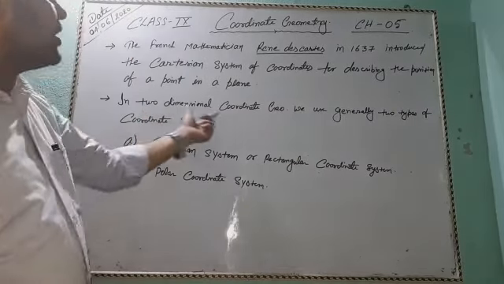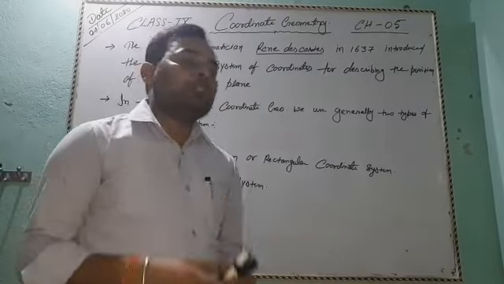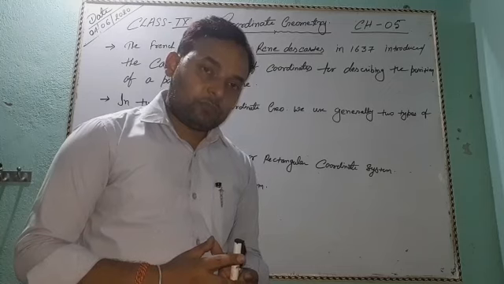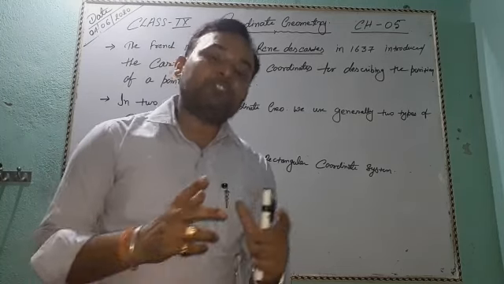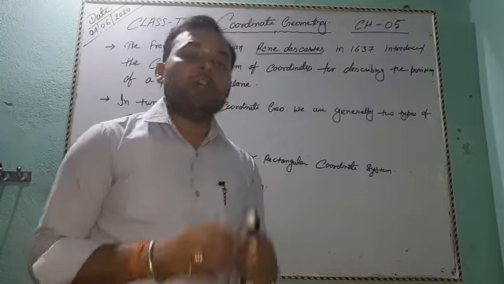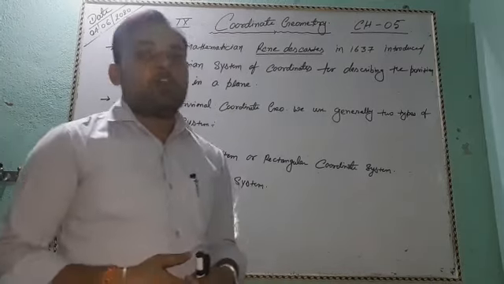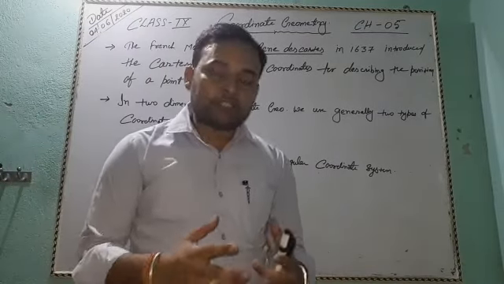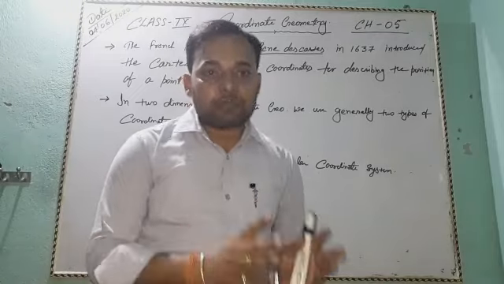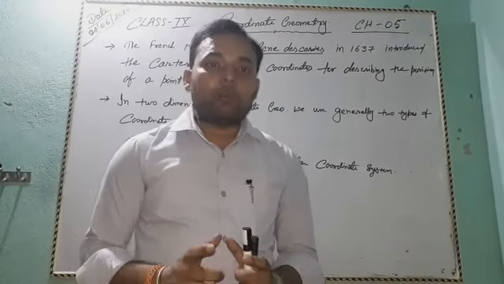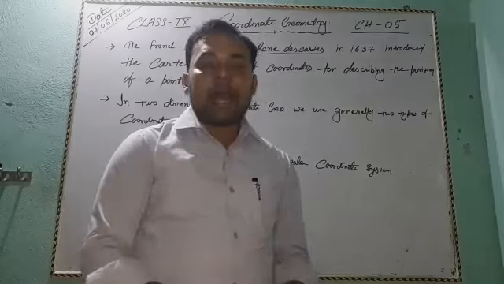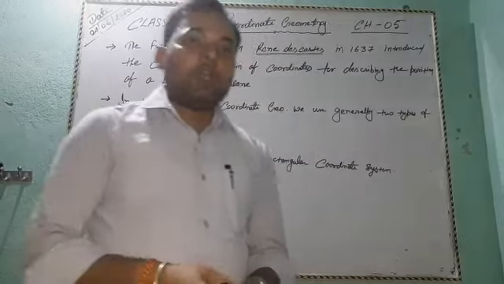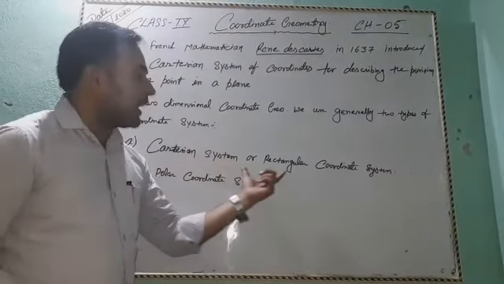In two-dimensional coordinate geometry, we generally use two types of coordinate systems. First is the Cartesian system, or we also say the rectangular coordinate system. Cartesian system and rectangular coordinate system are both the same, and the second is the polar coordinate system.